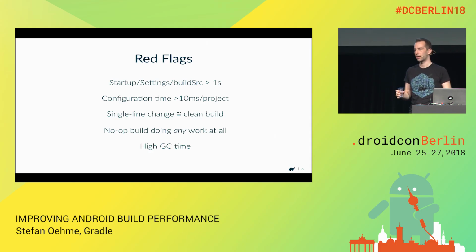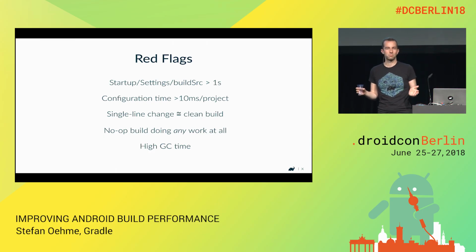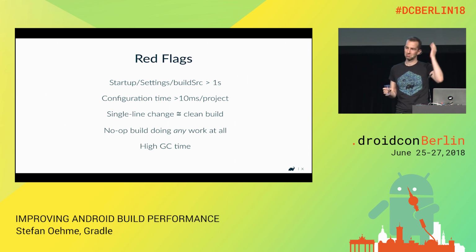And of course, high garbage collection time is always bad. So this might mean that your build has reached a size where the tools just need more memory than you're giving them. For instance, dexing is relatively memory intensive. So if you add 100 libraries to your build, then yeah, that's going to take some memory. You might want to increase it. So let's look at these red flags in turn.